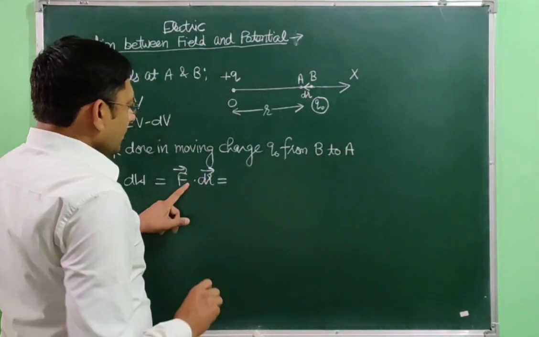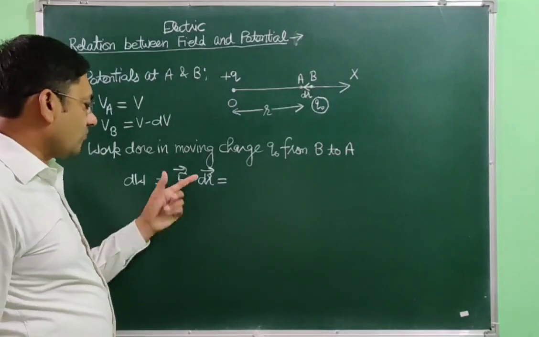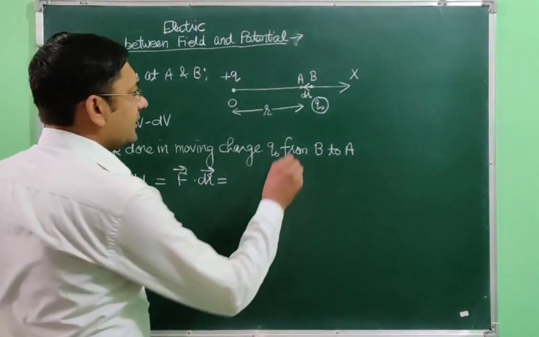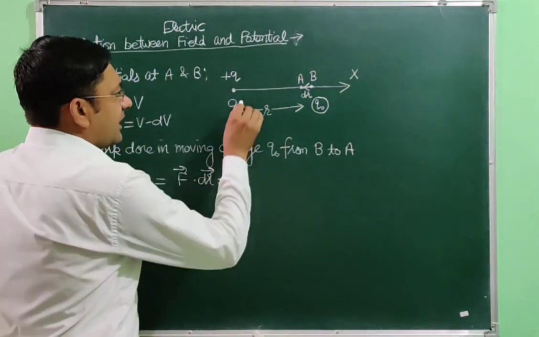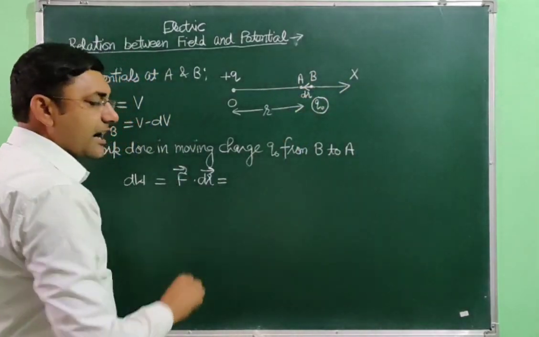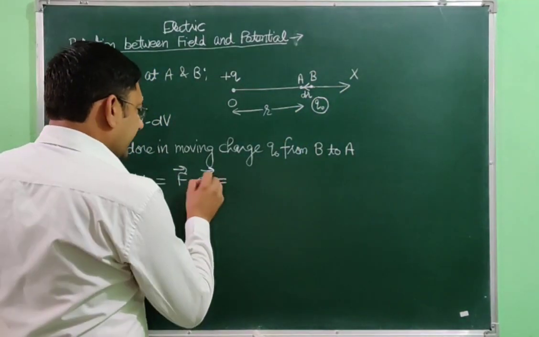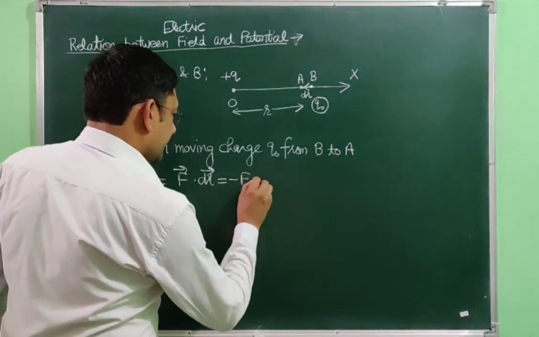So what is A dot B? A dot B is AB cos theta. So what is the angle between F and dr? So dr is this, direction of displacement vector is this, and direction of electric force is like this. So both are opposite. So what is the angle? 180 degree, and cos 180 degree is -1. So this is minus F dr.